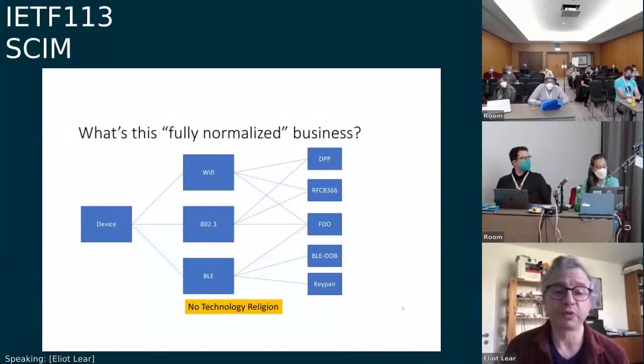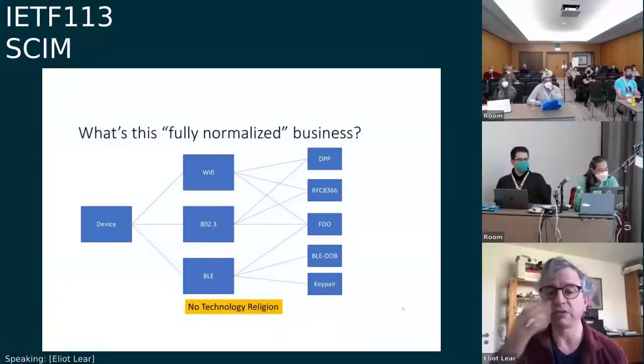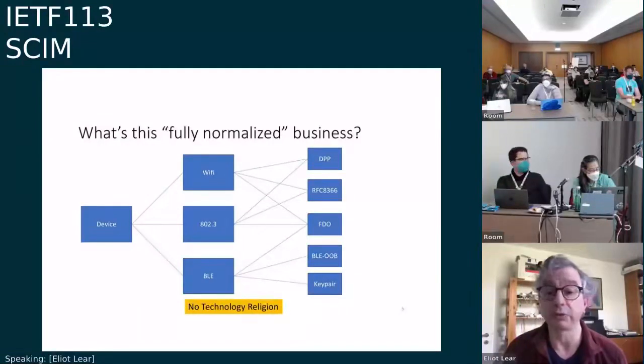So just to put this in a more graphic view, right? You have a device. It might have Wi-Fi capabilities. It might have 802.3 capabilities. And you can just see this mesh of different onboarding standards that might be used in these different cases. And so, yeah, here again, it's no technology religion. And this is sort of a use case that we expect to have happen, because there's not likely to be a consolidation anytime soon. And we just want to be able to support whatever it is the device happens to support, right?